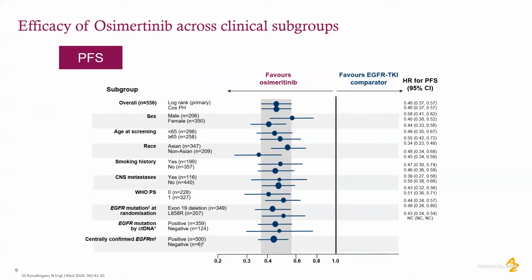Next, the efficacy of osimertinib across various clinical subgroups like age, sex, race, smoking history, CNS metastasis, performance status, EGFR mutation at randomization, EGFR mutation by circulating DNA, and centrally confirmed EGFR mutation. If you see all the subgroups, it favors osimertinib.